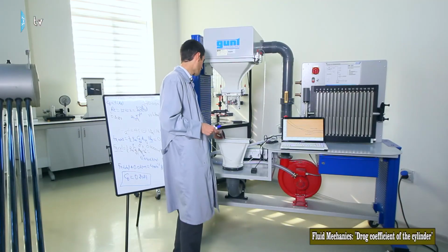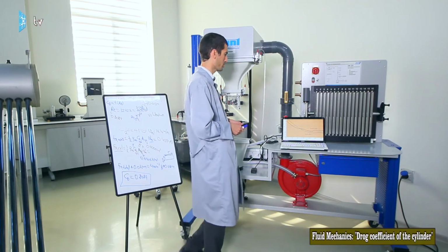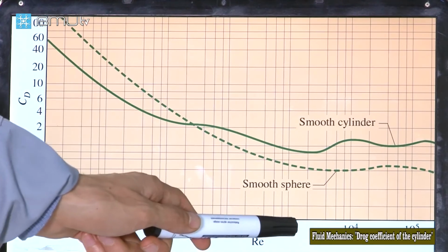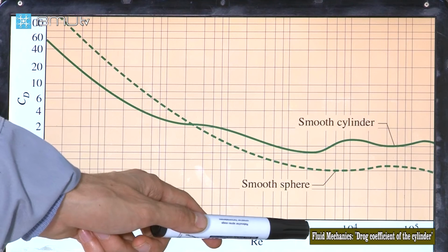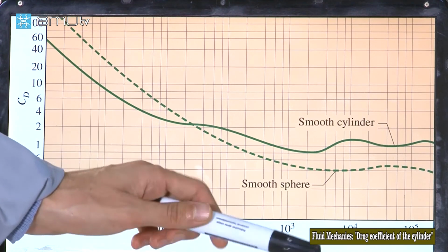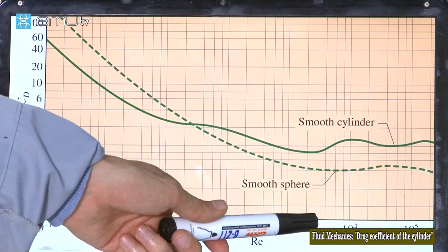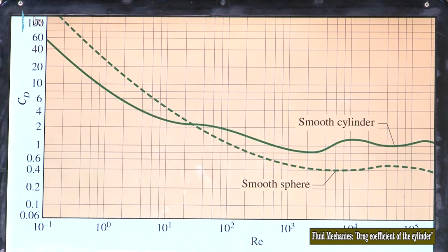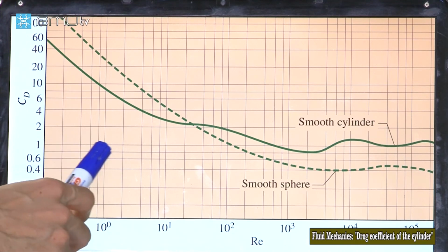If you look at the chart, we have the chart on the screen now. You can see the graph on the screen, and we are working at around 35,000. So we are in this range here. This one is 2 and this one is 4. We are in this range. And we are looking for the smooth cylinder. For the smooth cylinder, the value is around 0.8.